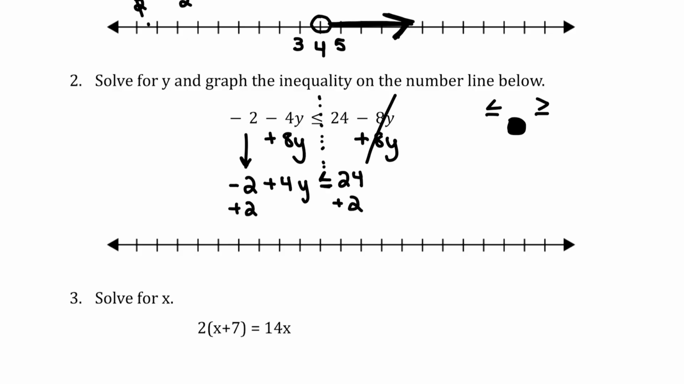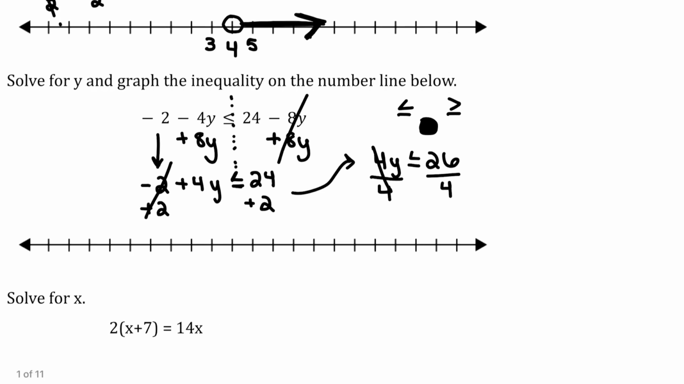So we're going to add 2 to both sides using inverse operations. So minus 2 plus 2 will cancel out. And then we have 24 plus 2. So let's see. I'm going to move my work over to the right a little bit. So we're going to have 4y is less than or equal to 26. And then our final step before we solve for y, we are going to divide either side of our inequality by 4, which is going to get us y is less than or equal to 6.5.